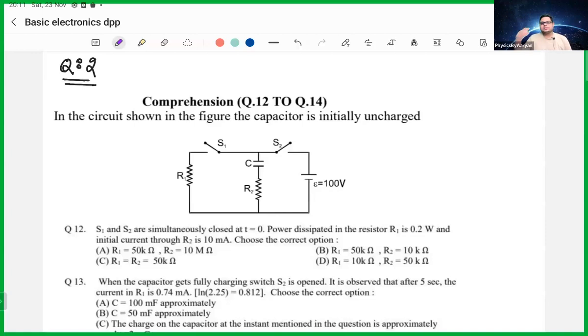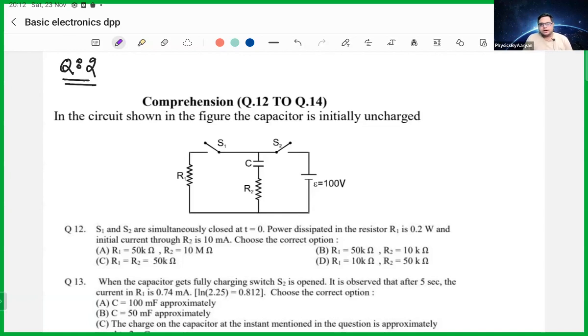Okay, next question. This is a set of three questions, so this is a comprehension question. One circuit is given and then three questions are asked on that. You might get some new knowledge in this question. A little bit of new knowledge will be there.